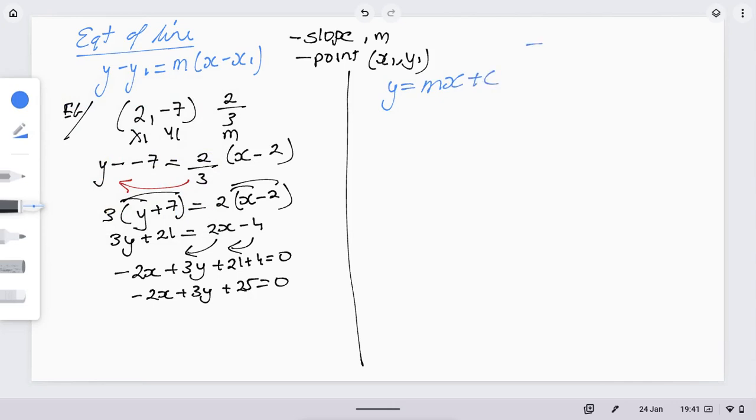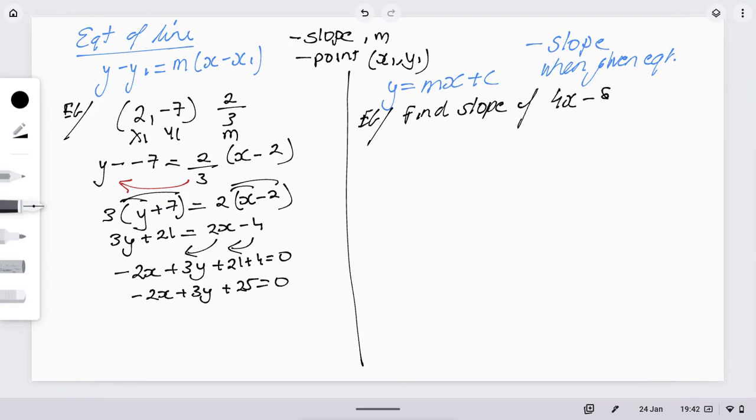Now this is of great use in order to get the slope when given the equation. So they might say, find the slope of 4x minus 6y equals 7. So they give me the equation of the line, so I can't use y2 minus y1 over x2 minus x1. The way we get the slope is, get it in the form y is equal to mx plus c. So get y on its own.